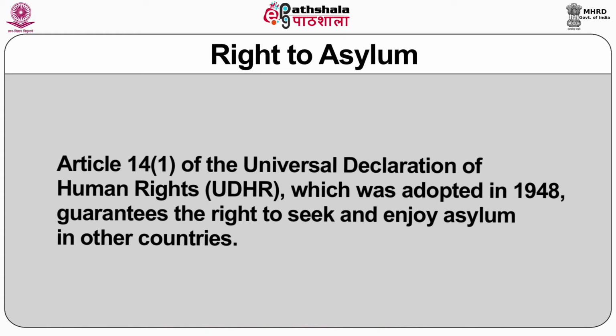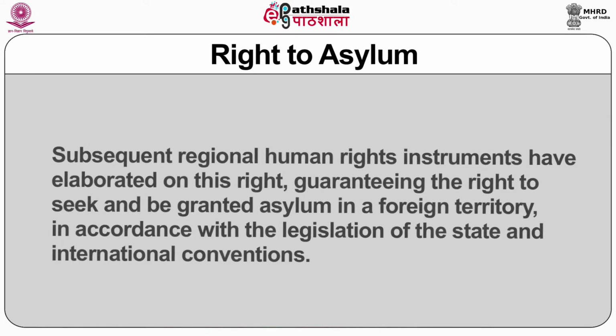Article 14, Clause 1 of the Universal Declaration of Human Rights, UDHR as we know it, which was adopted in the year 1948, guarantees the right to seek and enjoy asylum in other countries. Subsequent regional human rights instruments have elaborated on this right, guaranteeing the right to seek and be granted asylum in a foreign country in accordance with the legislation of the state and international conventions.